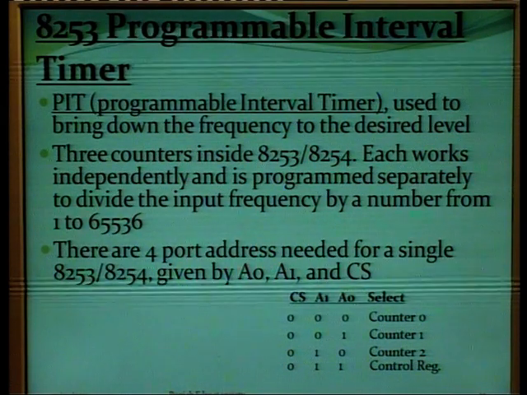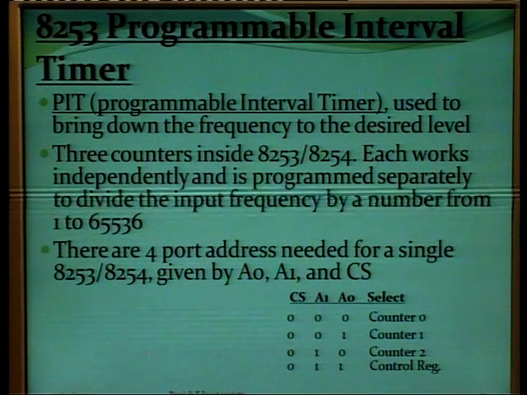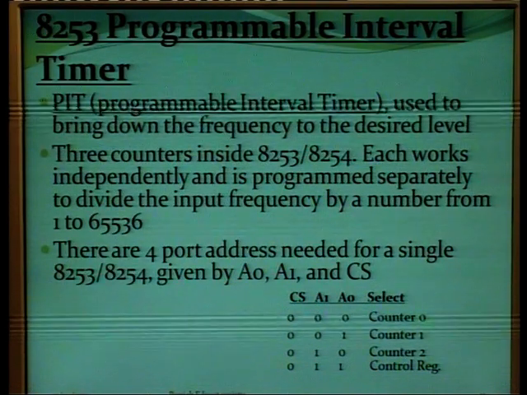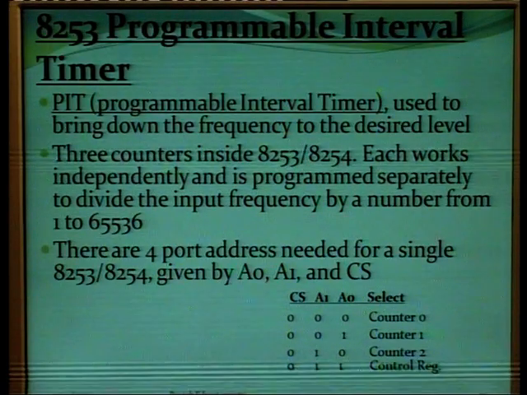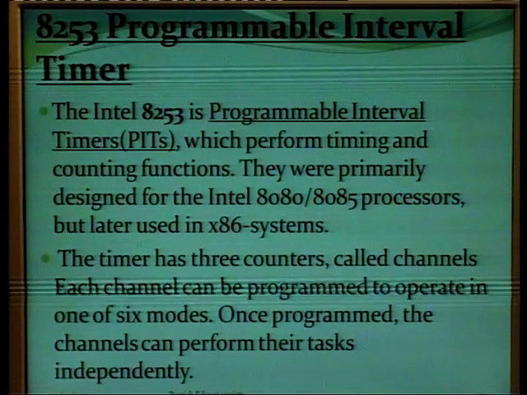There are 4 port addresses needed for a single 8253, given by A0, A1 and CS, that is chip select. A0 and A1 are the address lines. These 4 port addresses are for counter 0, counter 1, counter 2, and the fourth one is for the control register.